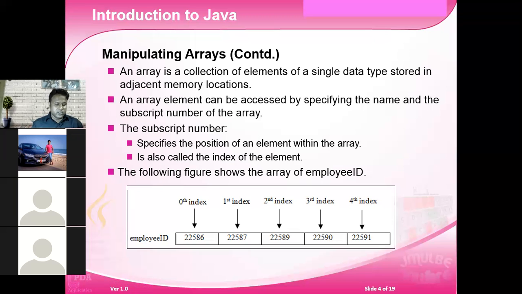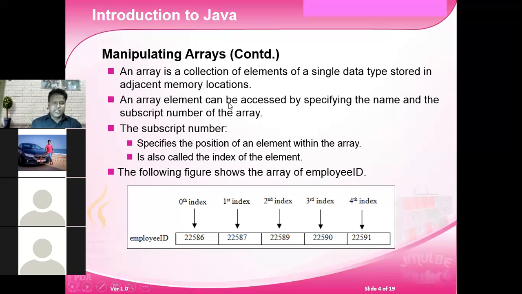So 0 is the index number of the array. So 22586, 22587, 22589, 22590, 22591. So these are called as the what? Array index number 0, 1, 2, 3, 4.